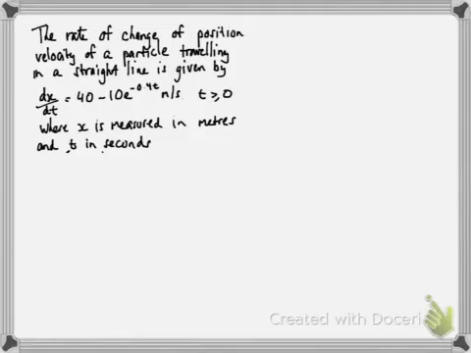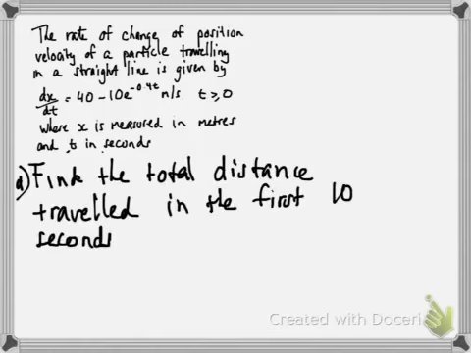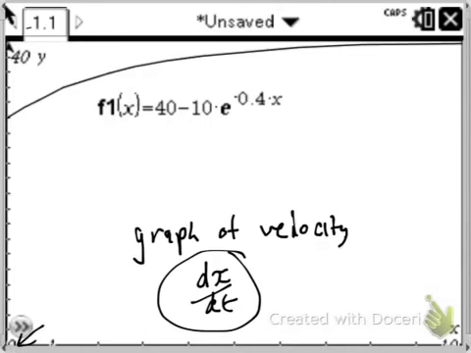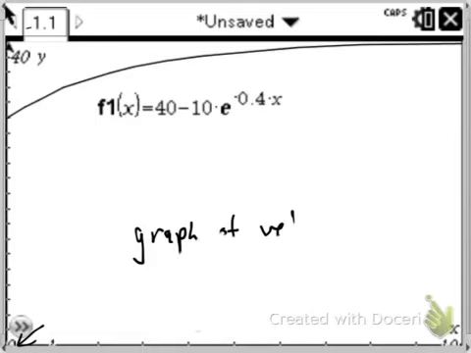Okay, next question. Just realised I hadn't written the question out. So there it is, question D. Find the total distance travelled in the first 10 seconds. Now, some of you have done physical science, others of you haven't. And in physical science, you probably know by now that to find the distance from a velocity-time graph, you actually find the area under the graph.